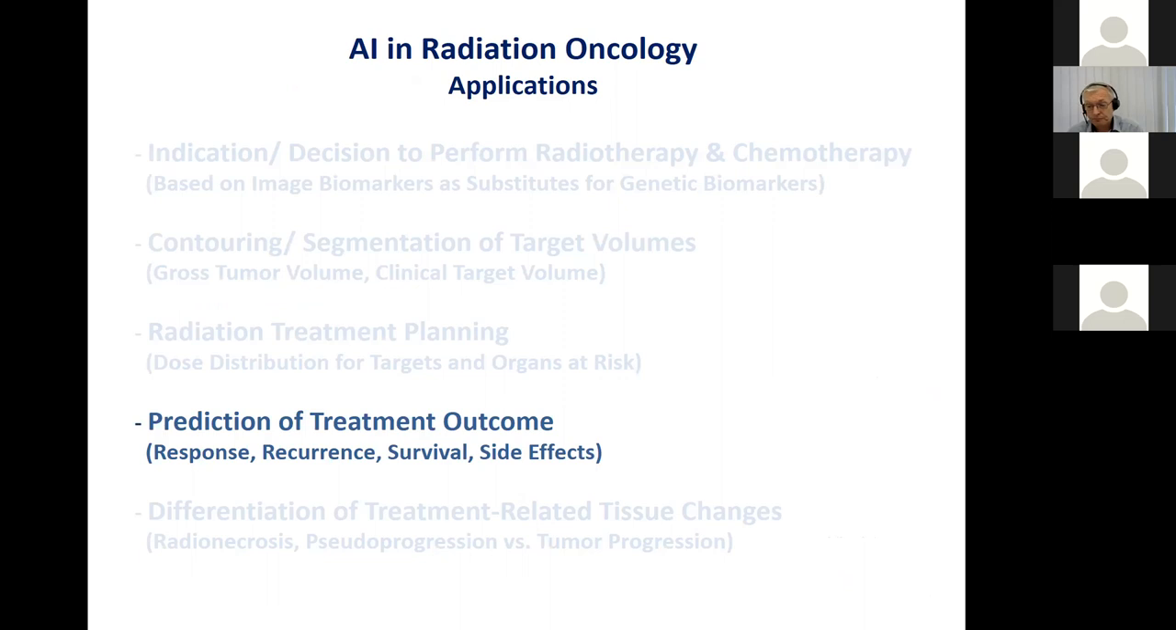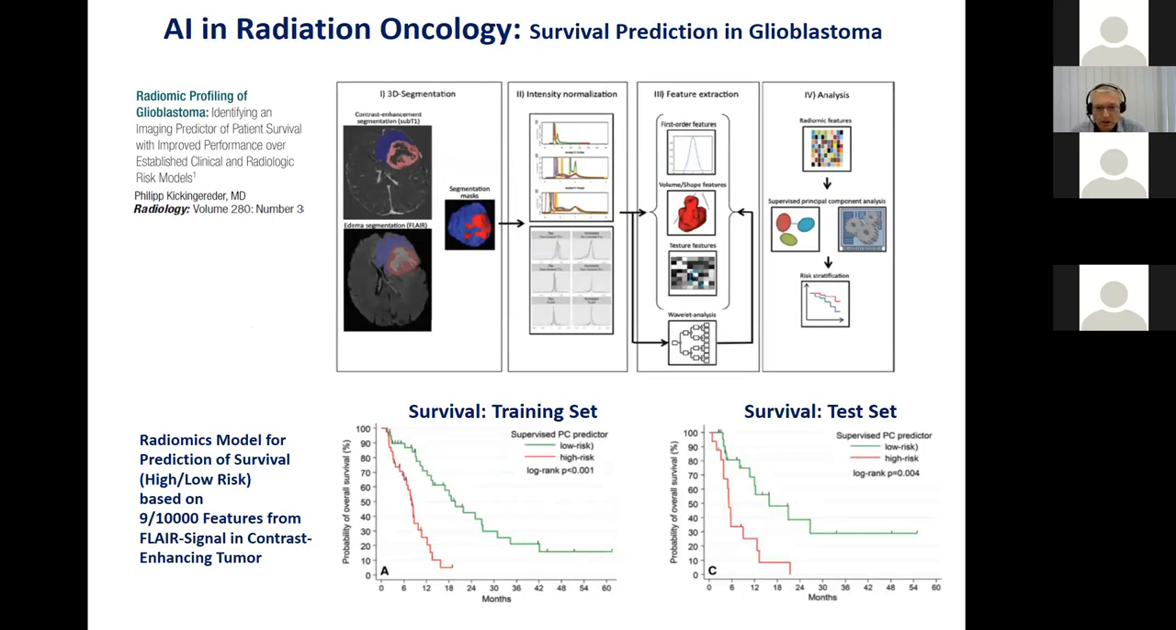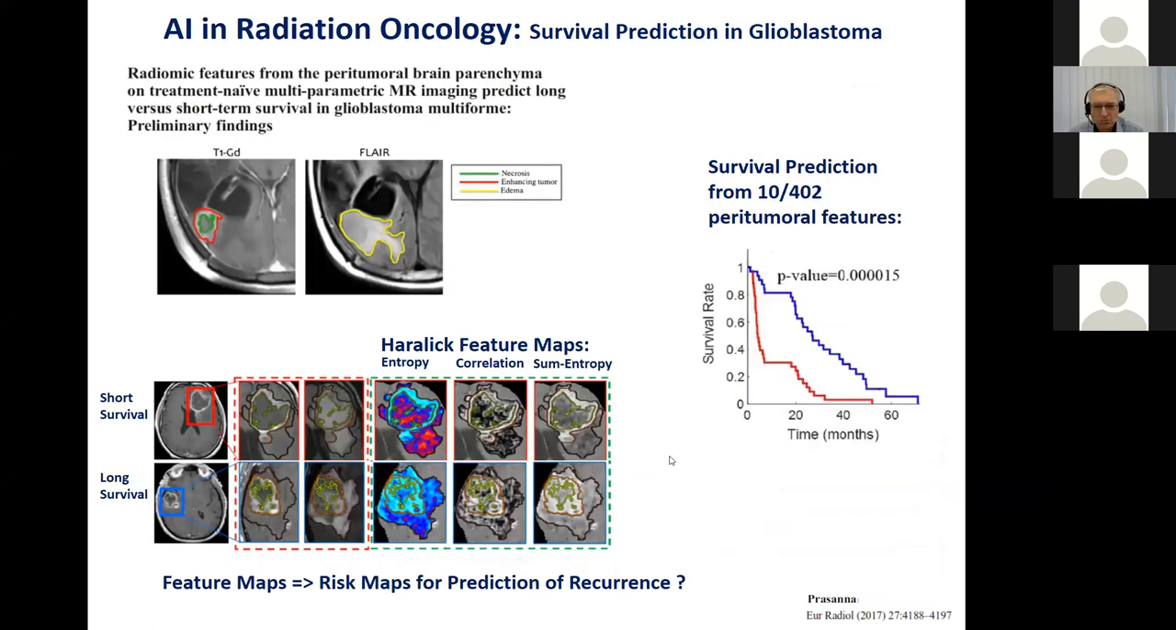Okay, so once you have treated the patient, you would perhaps like to know how the response is, whether he has risk for recurrence, or how long he will survive, and if he will develop side effects. There's a very famous paper from the Heidelberg group, and they trained images from glioblastoma patients, and they were able to predict from 9 features, which had been selected out of 10,000, the survival probability of these glioma patients from the imaging data. This has been repeated several times, but it's one of the main papers.